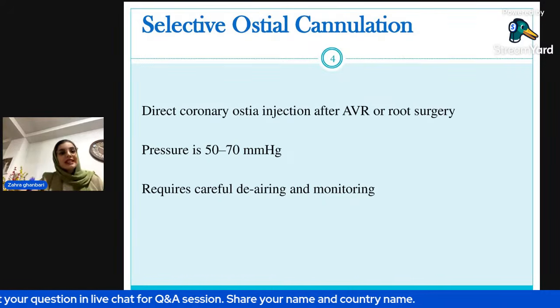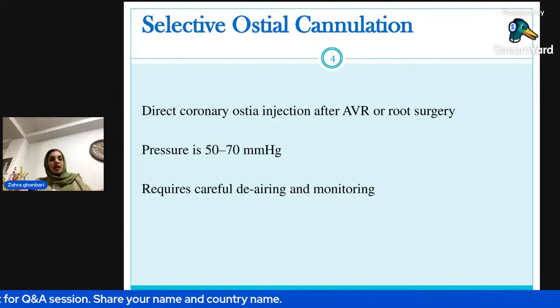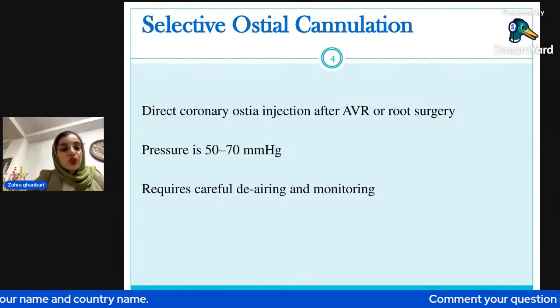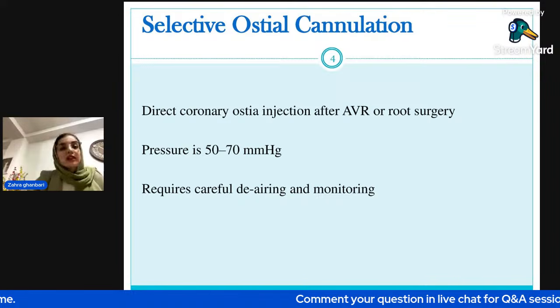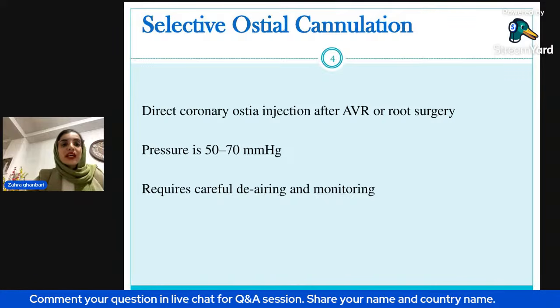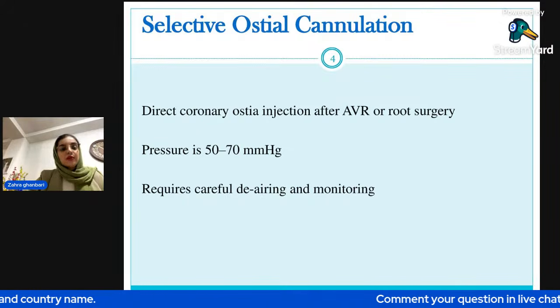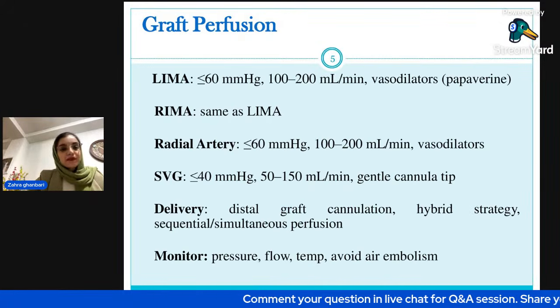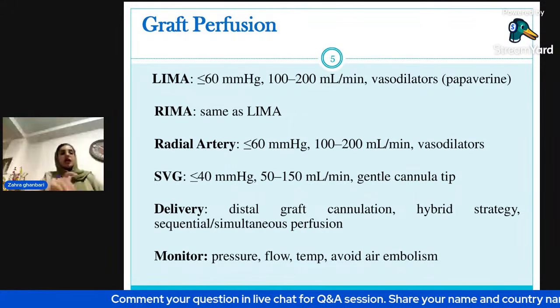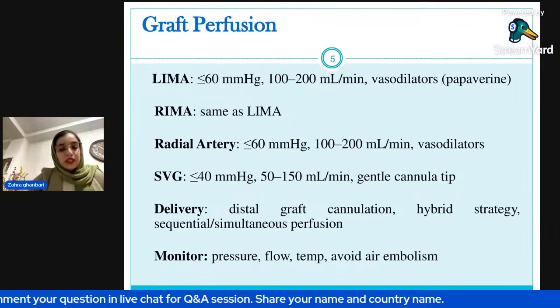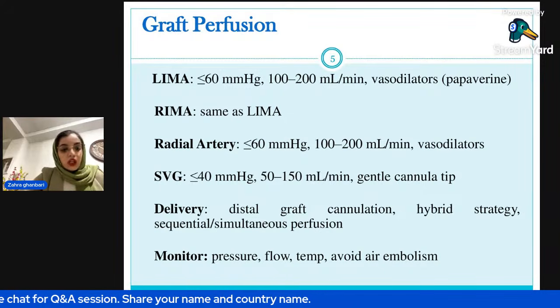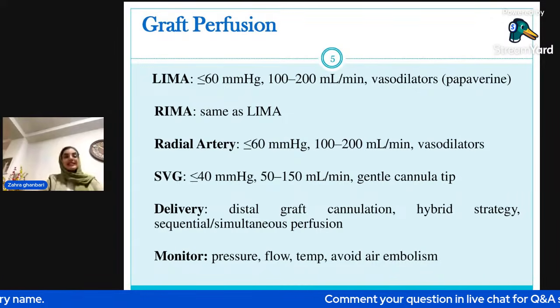Selective ostial cannulation. This method is used in AVR, aortic valve replacement, or root replacement surgery. The normal pressure range in this method is 50 to 70 mmHg, and it requires careful de-airing and monitoring. Next, graft perfusion. Native coronaries may be blocked, and newly constructed grafts bypass the ischemic territories.